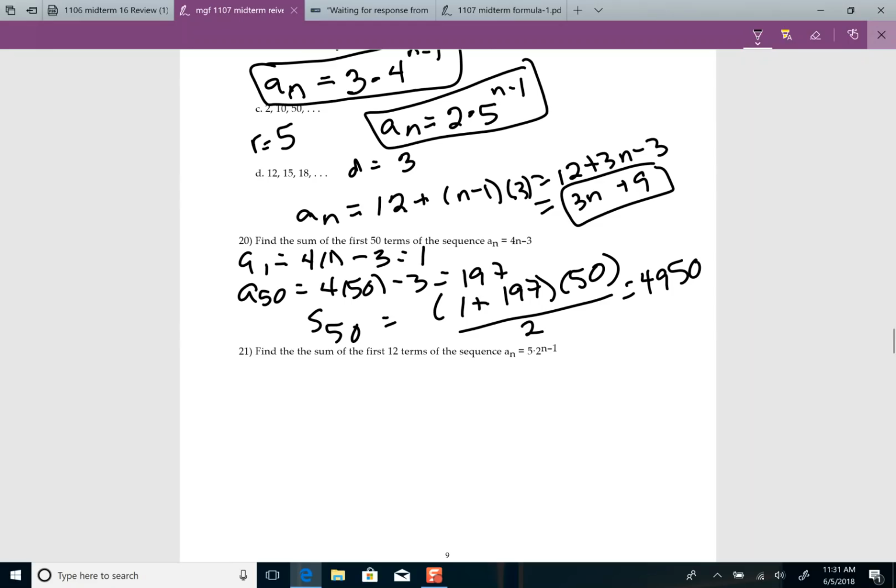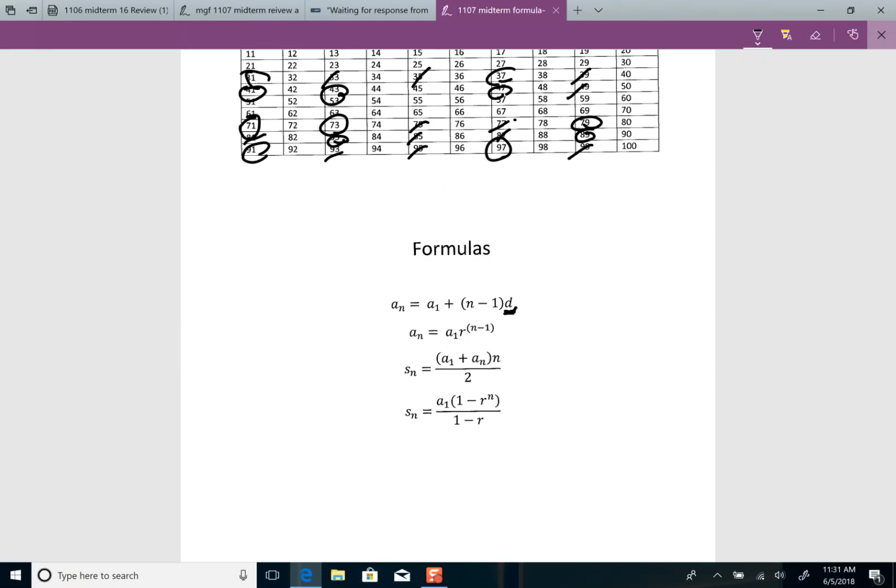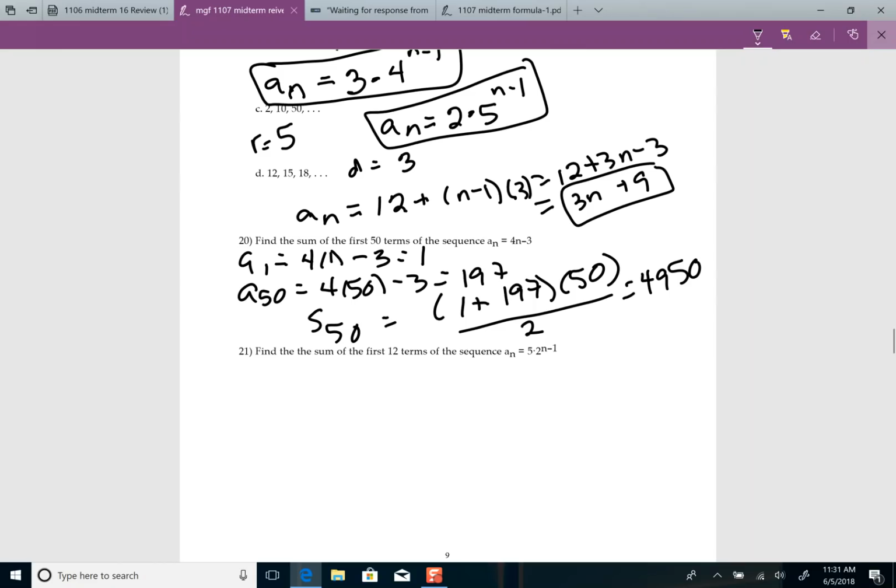Alright, number 21, where we already talked about is geometric. So again, look at this sheet. It says I need the first term, then I need the ratio to the nth power over 1 minus r. So I don't need to know the last term. I just need to know the first term. So a1 will be 5 times 2 to the 1 minus 1. 1 minus 1 is 0, so 5 times 2 to the 0 is just 5. Anything to the 0 power is 1, except 0 to the 0, we don't do that, but any other number we would get 1.